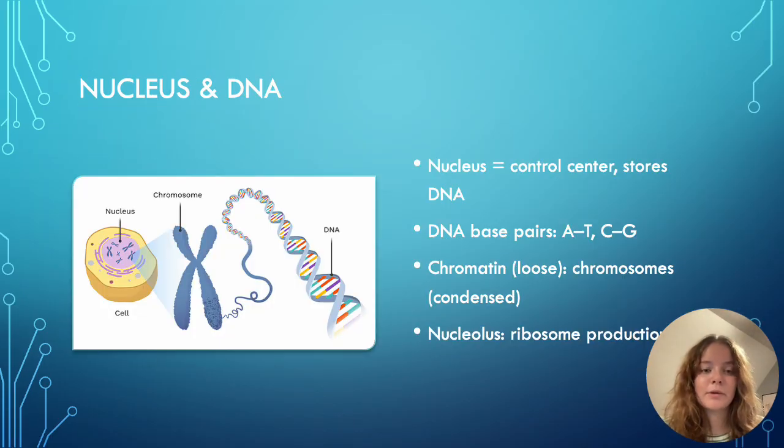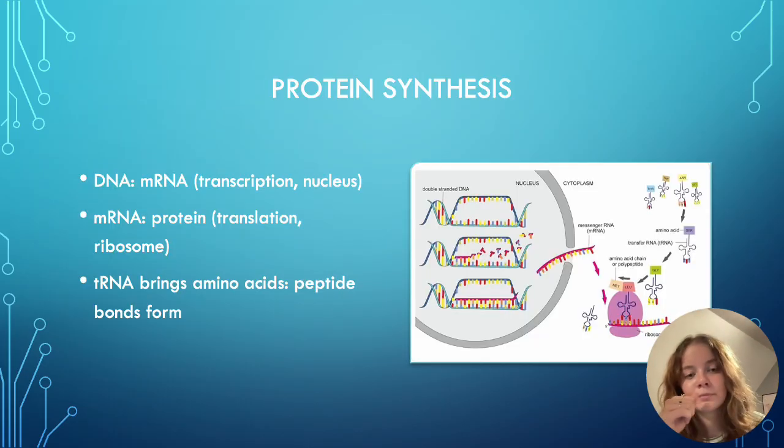Next, we'll be talking about the nucleus and DNA. The nucleus holds DNA and controls the cell. DNA has base pairing rules, and the nucleolus inside makes ribosomes. Next, protein synthesis. Protein synthesis starts with transcription in the nucleus, then translation in the cytoplasm. This is where tRNA brings amino acids to build proteins.